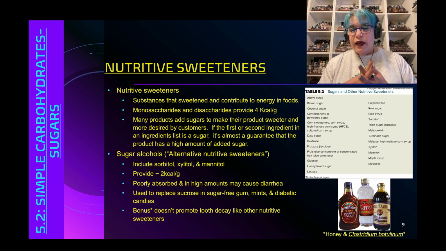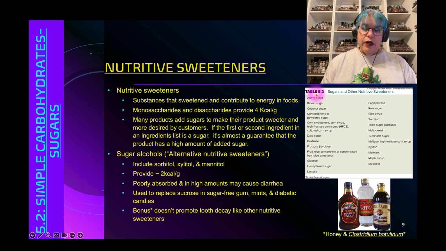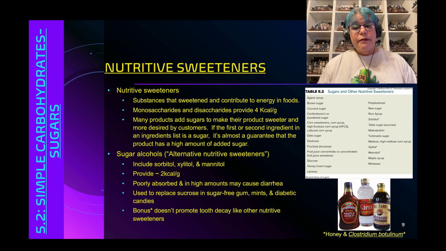Honey and Clostridium botulinum. Clostridium botulinum is a bacteria that is present in honey, usually in low enough amounts that for adults it's not that detrimental, but for babies it can be. That's why normally we don't give babies raw honey, because there is a very good chance that it will be there, and their immune systems haven't had time to develop yet. So yeah, don't give honey to babies.